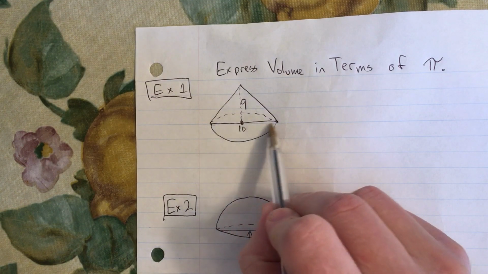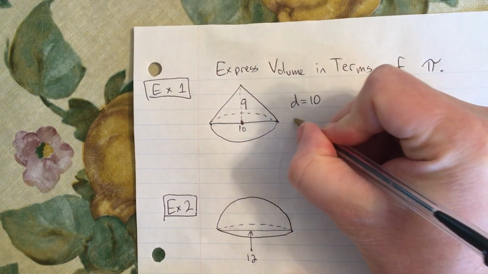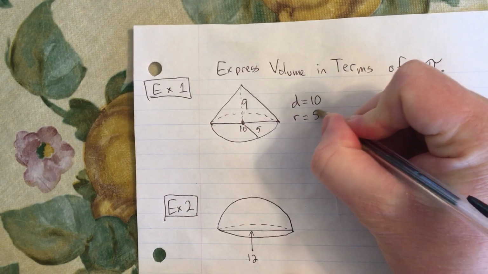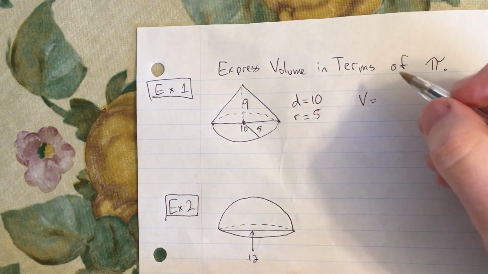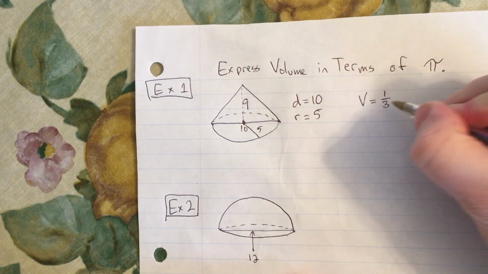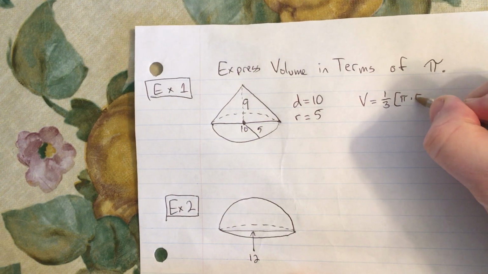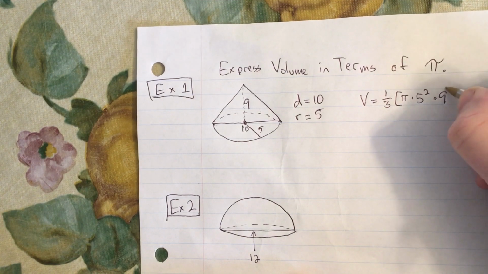The base has a diameter of 10. I didn't mention this yesterday, but if the diameter is 10, then that means the radius is half of that number, which is 5. That's important to note sometimes. So the volume of this cone then would be 1/3 times pi times the radius squared. The radius is 5. And then times the height, which is 9.